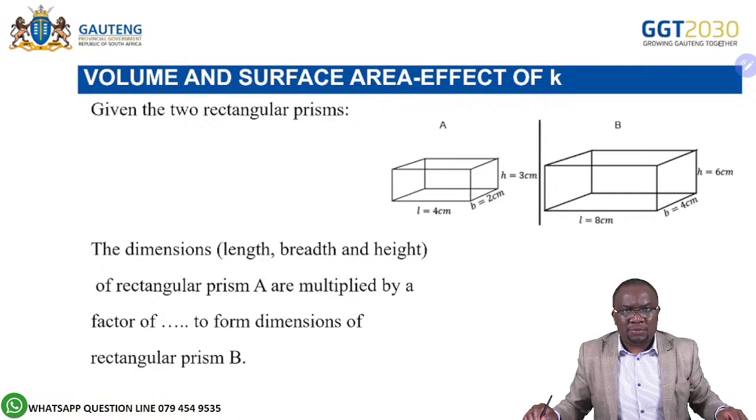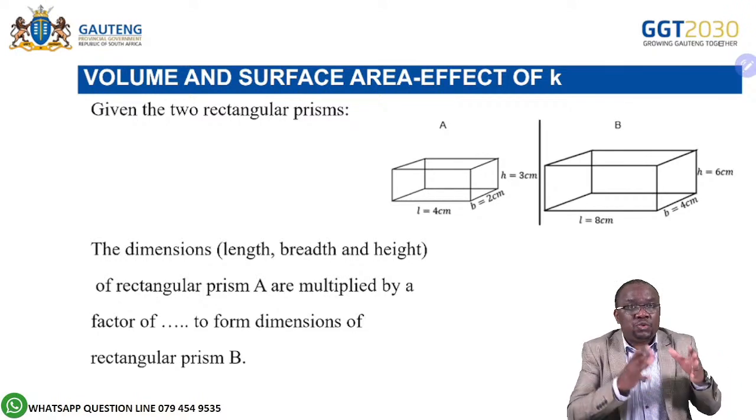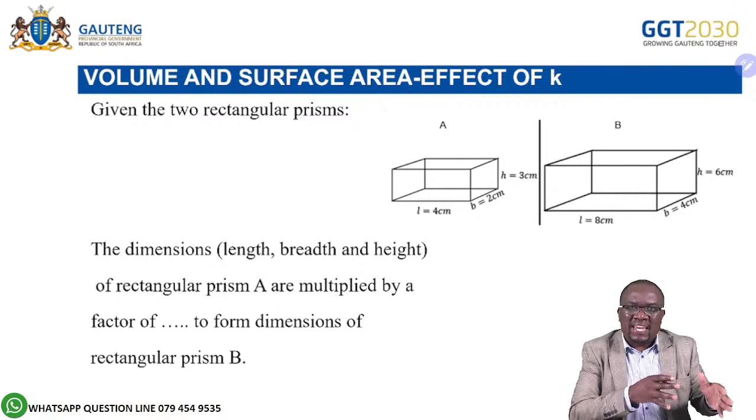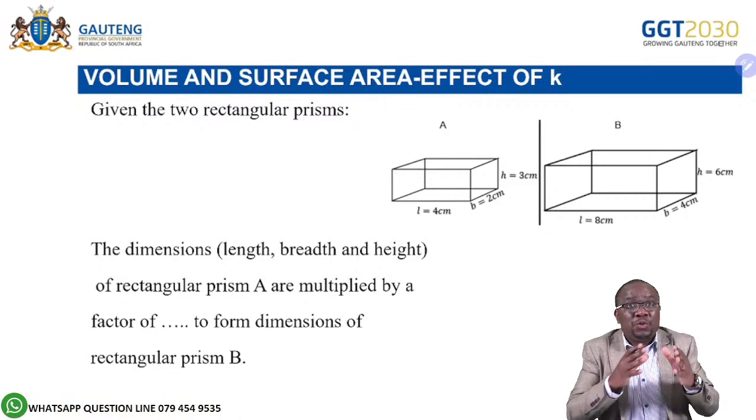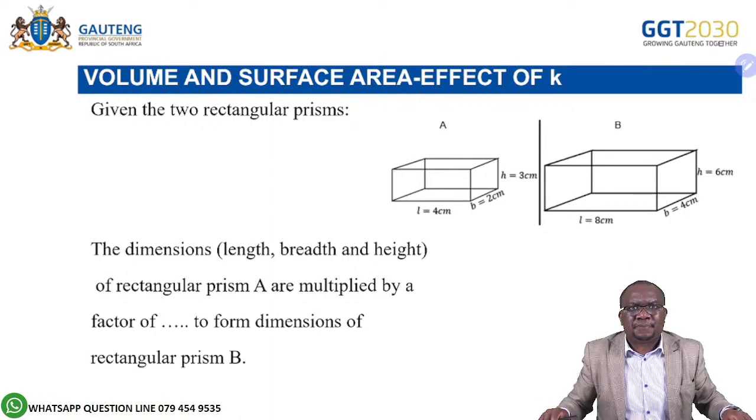I want us to do that in 1 minute. Try to find the answer here. Look at the dimensions of A and the dimensions of B. What do we do to the dimensions of A to get the dimensions of B? What do we multiply with? It's a factor, so we talk about multiplication here. Let's do that in 1 minute.